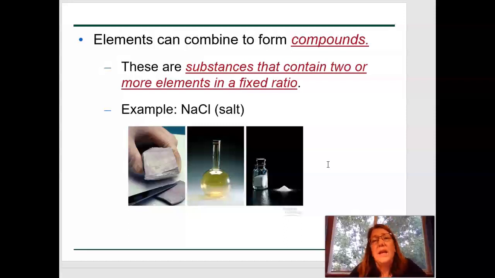Okay, so now if we march down our list of terms, we've got the word compound. So elements can combine to form compounds, and the definition of a compound is a substance that contains 2 or more elements in a fixed ratio. So we've got NaCl, salt, which is what we dump on our food all the time. That is going to be a compound.